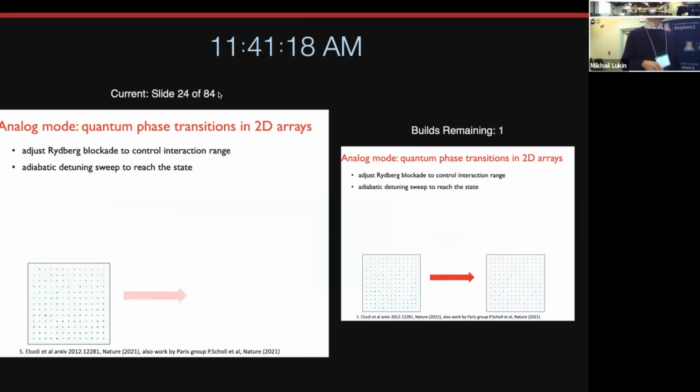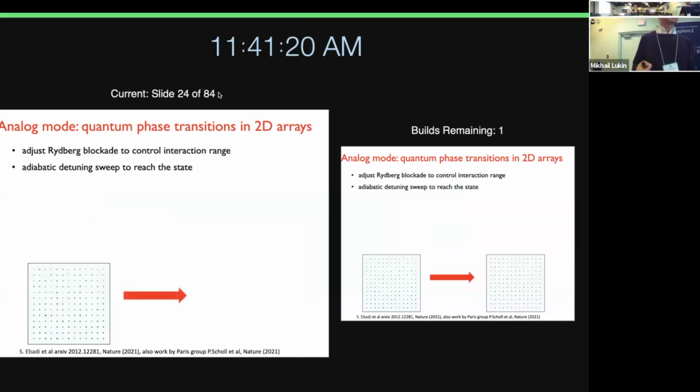And one can now use this two-dimensional system also as an analog quantum simulator, very similar to what I've shown you in 1D.